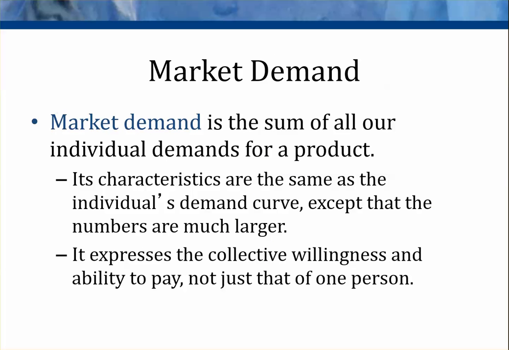Next, after we know the individual demand, we need to know what market demand is. In one market, for instance the ice cream market, they are facing many different consumers. How can we figure out the market demand for ice cream? What we do is sum all our individual demands for a product. Its characteristics are the same as the individual's demand curve, except that the numbers are much larger. And it expresses the collective willingness and ability to pay, not just that of one person.